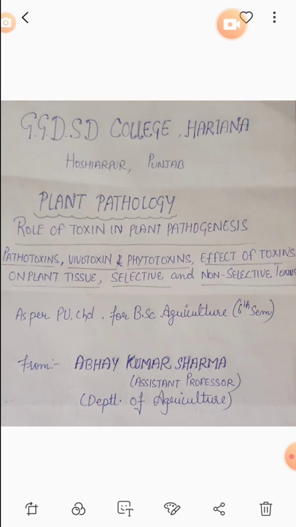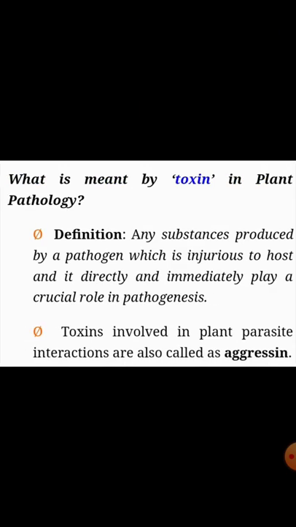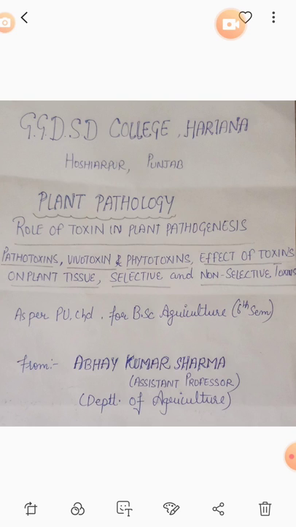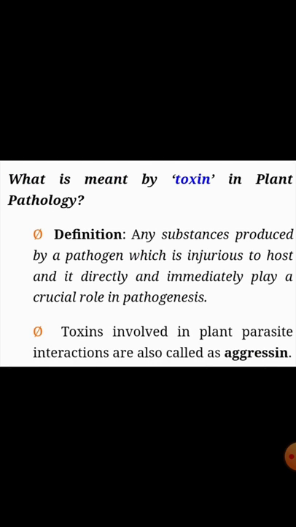So let's start. Under this topic we will discuss phytotoxins, vivotoxins, then pathotoxins, effect of toxins on plant tissue, and at last we will discuss selective and non-selective toxins. So let's start with the definition.